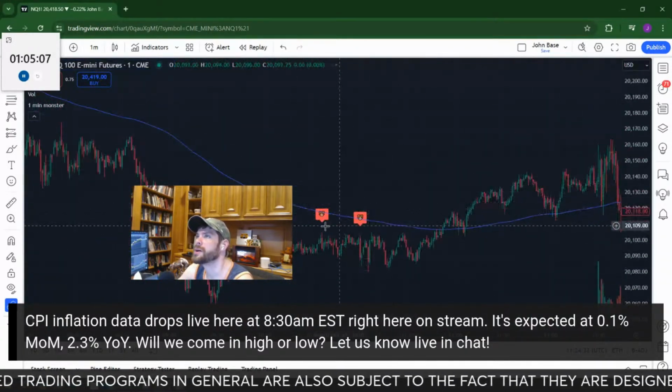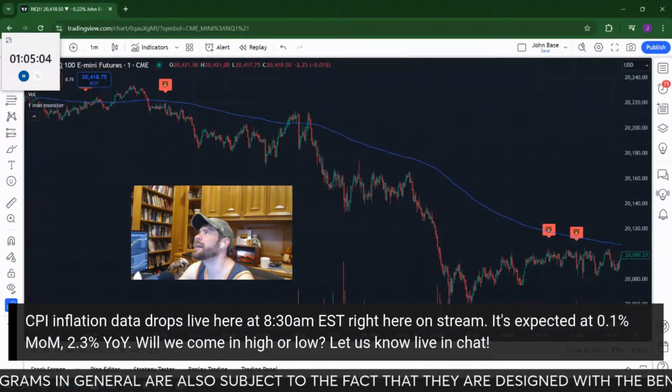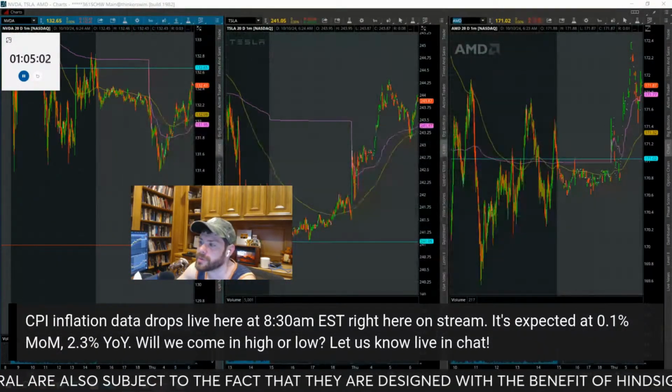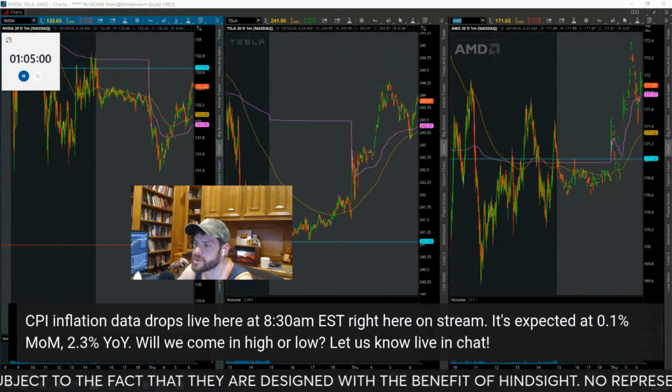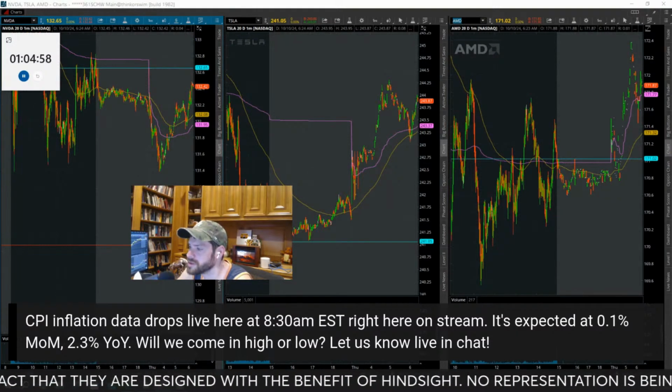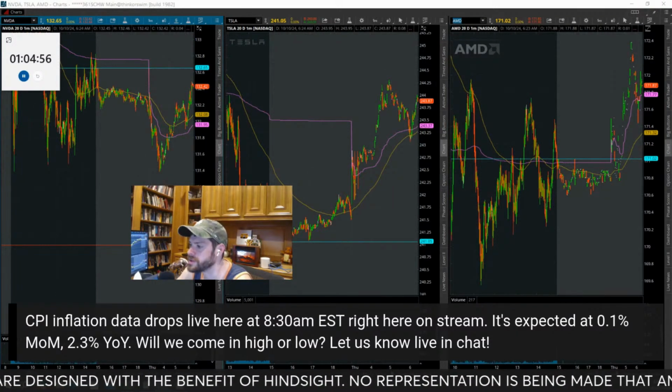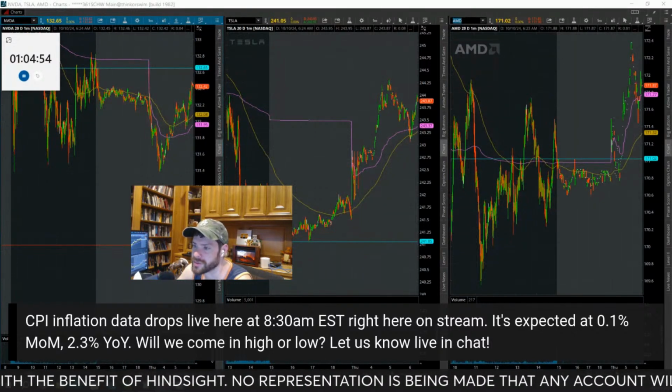I call this the 1 Minute Monster. I'm still building stuff though. I also have a 5 Minute Monster too. Let me see if I can put that one up too. So that's the 1 Minute Monster. And then I've got the 5 Minute Monster, which is a longer term indicator for sure.